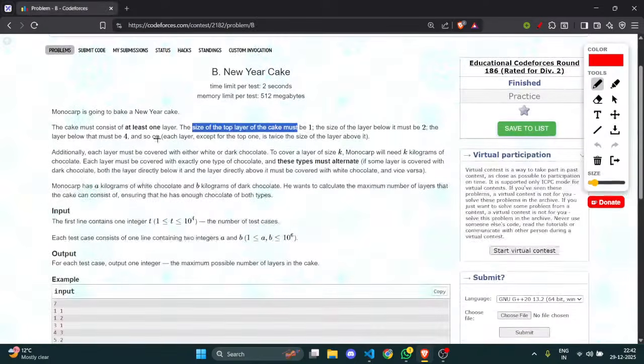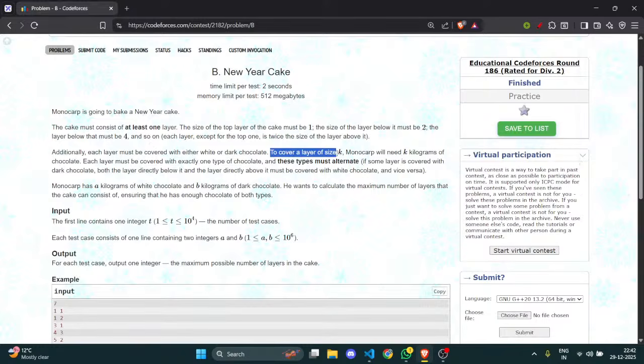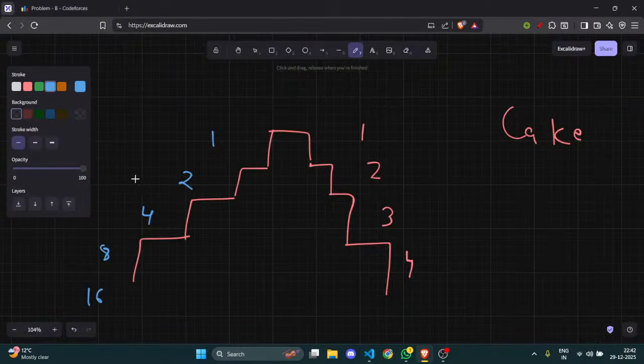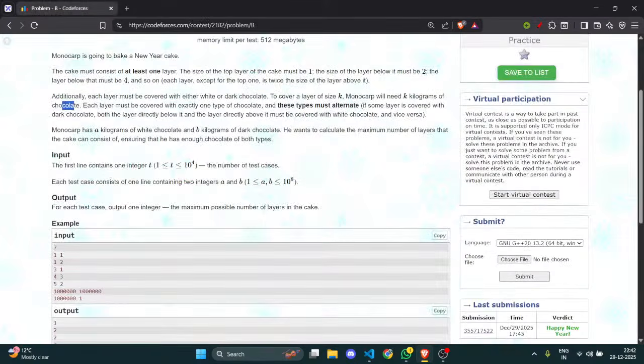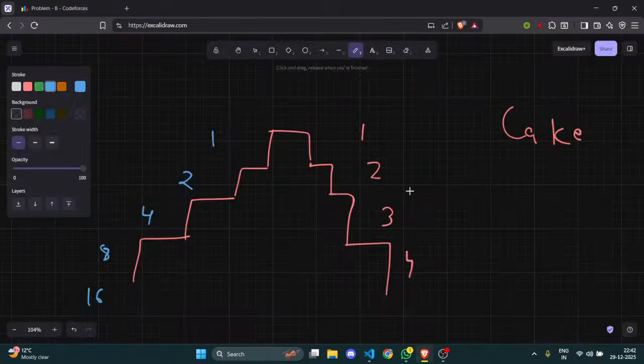So what do we need to do? We have a total of n layers. If a layer has size k, then Monocarp would require k kilograms of chocolate. So if it has size 2, we need 2 kg of chocolate, then 4 kg, then 8 kg, and so on. Each layer is covered with exactly one type of chocolate. We have two types of chocolate, black chocolate and white chocolate.